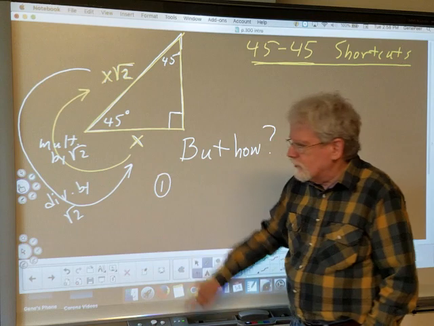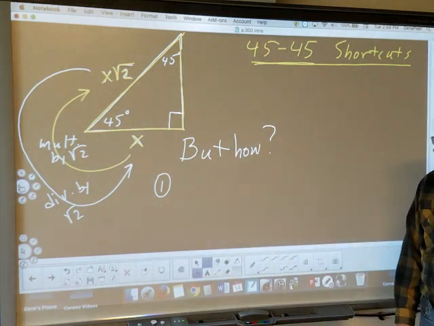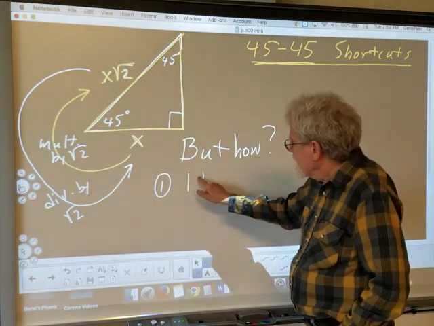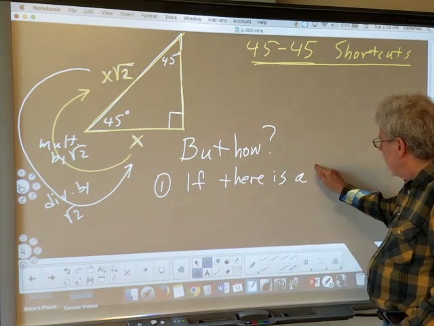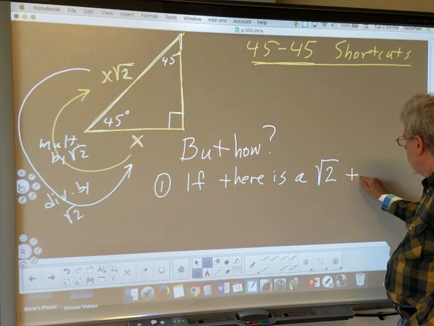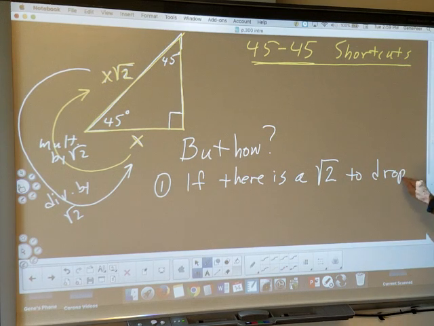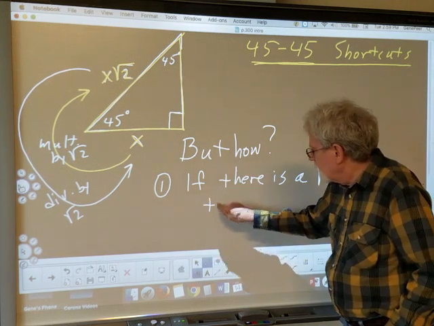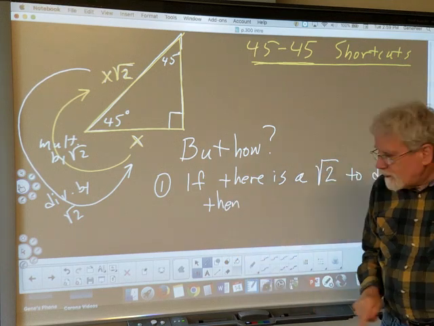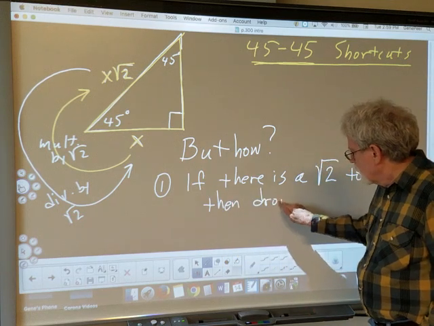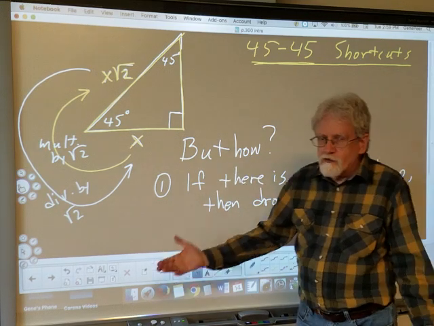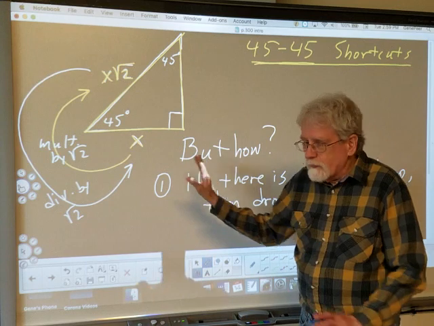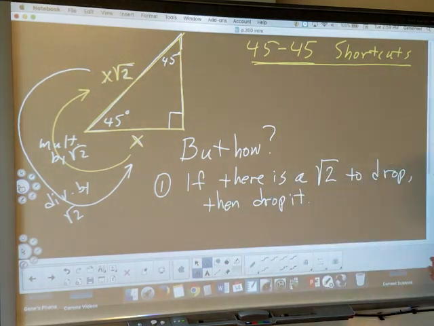There are 2 scenarios. Scenario number 1. If there is a square root of 2 to drop, then guess what? Drop it. That's how you divide by square root of 2. If there's a square root of 2 to drop, then you drop it. We'll see what that means with some examples in a few moments here. Hopefully you'll find it self-explanatory.